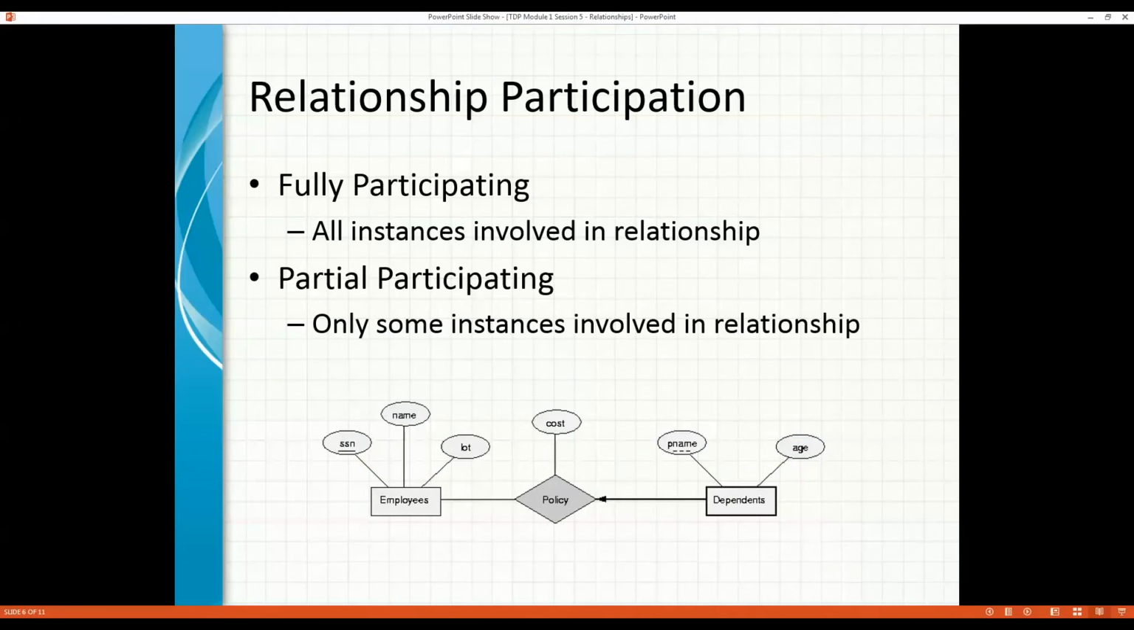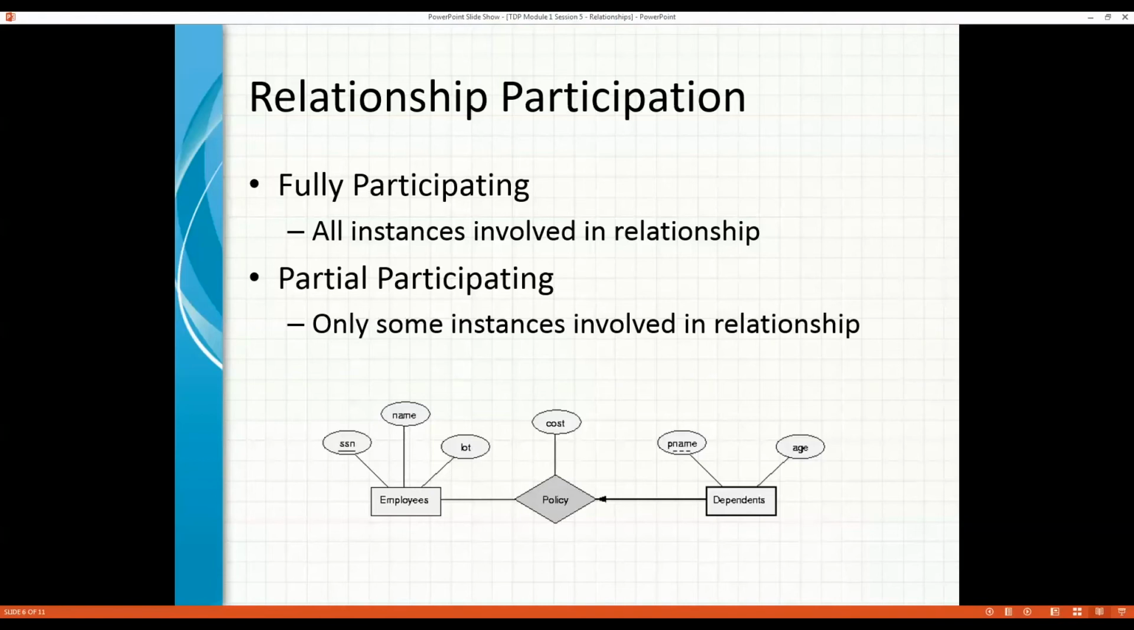Another thing in relationships to keep an eye on is participation. Now, what we mean by participation is that not all instances of both entities are always going to be in a relationship. So, for example, let's take our employee parking spot again. We know that an employee is assigned to a parking spot, but not every employee may need a parking spot. So, in this instance, the employee entity is only partially participating because only some instances are involved in a relationship. Only some employees will actually need a parking spot.